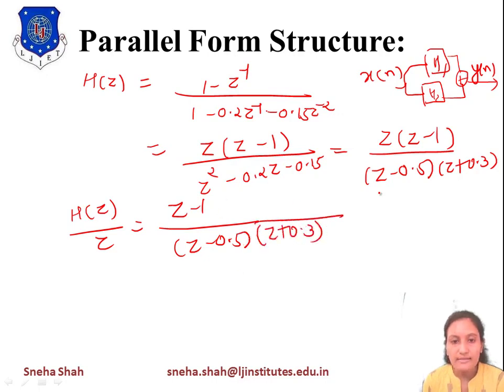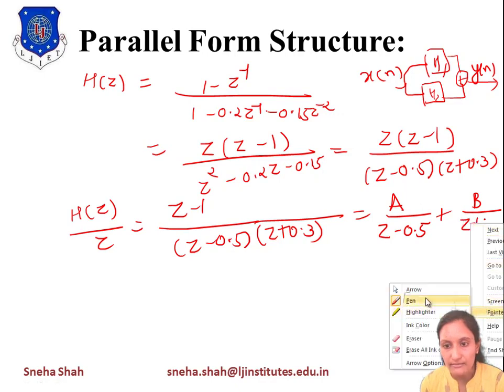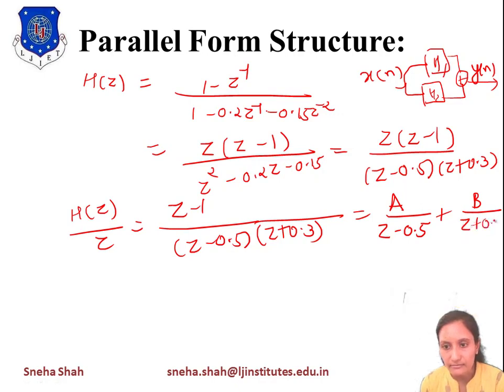Now this term will be represented as a upon first factor plus b upon second factor. So this term represents h1 of z plus h2 of z, which are required in this equation, h1 of z plus h2 of z, right? So a upon first factor is a upon z minus 0.5 plus b upon z plus 0.3. Now in this example we have to find the value of a. Now how will we find the value of a?